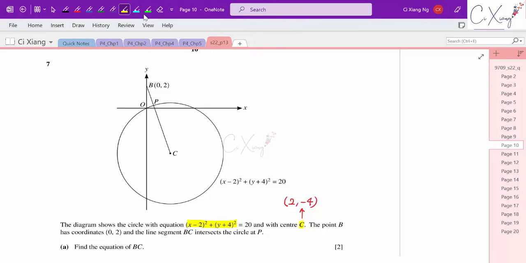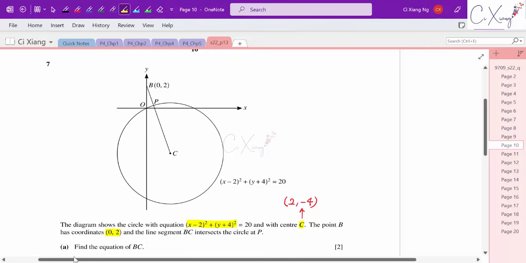They are saying that the point B has the coordinate 0, 2, and the line segment BC intersects the circle at P. First they want us to find the equation of BC. To form the equation of BC, I need a gradient and also a passing point. I need to find the gradient first. For the passing point, you can use point B or point C later. Since we already have the coordinates for the 2 points, the passing point is not a problem for us.